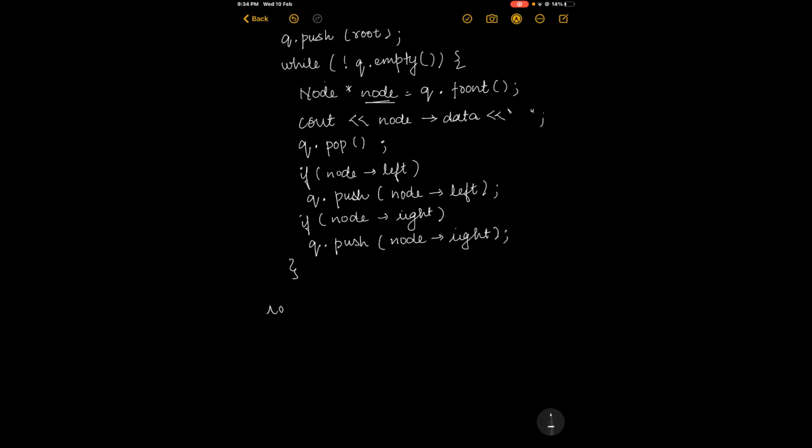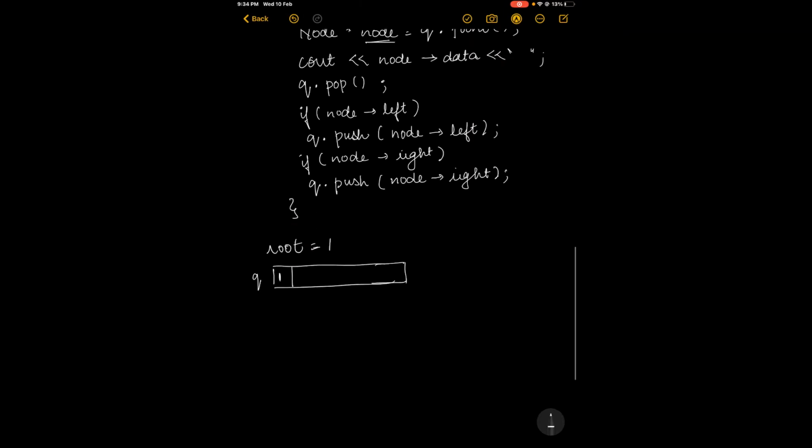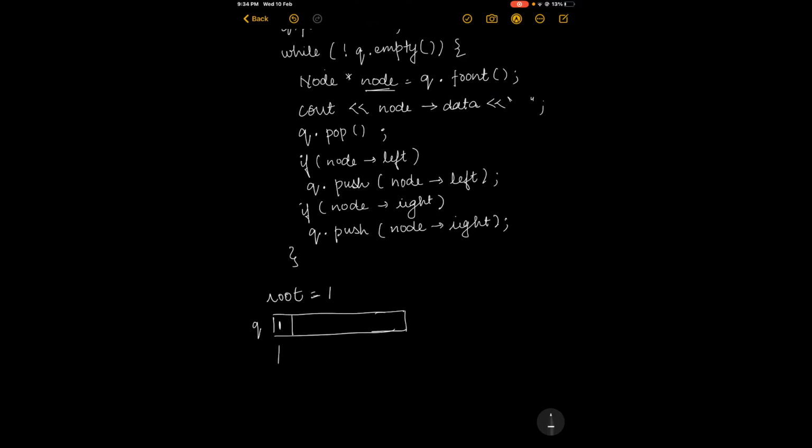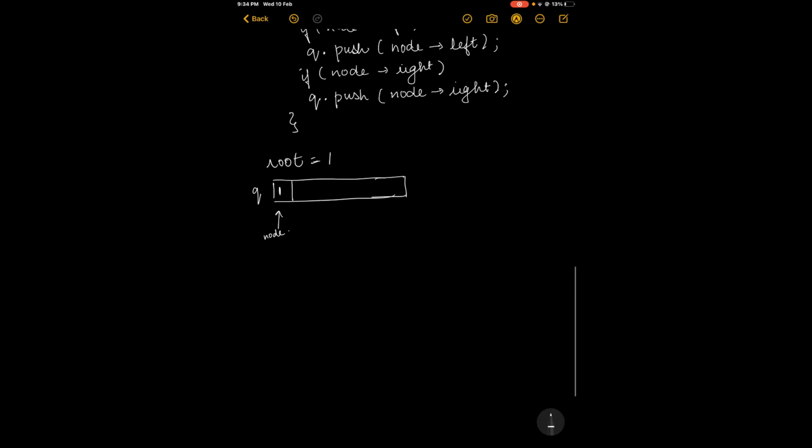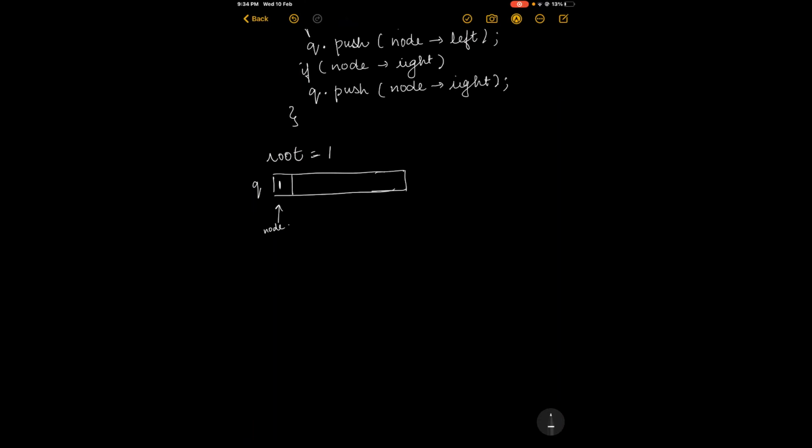So let's consider this tree. So we first have root equal to 1. So we'll be forming a queue and pushing this into that queue. So we can see 1 is pushed. After that, we'll be entering our while loop. So while the queue is not empty, this is my node star pointer called node. Now once this is done, we'll be printing 1.